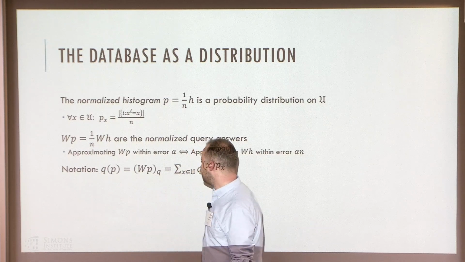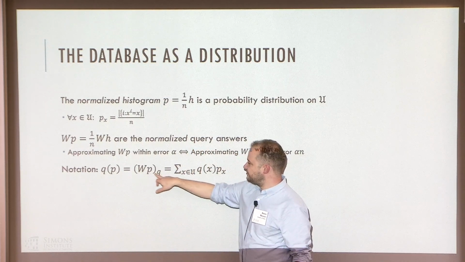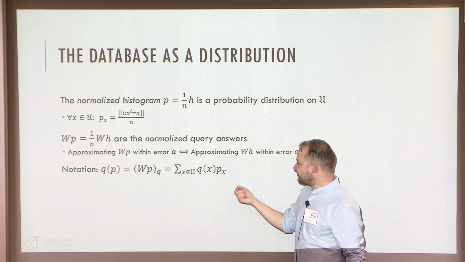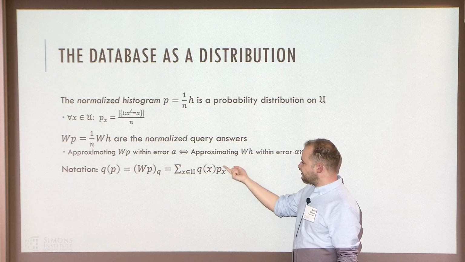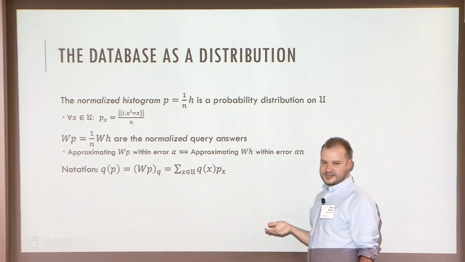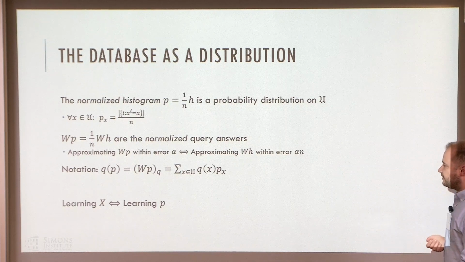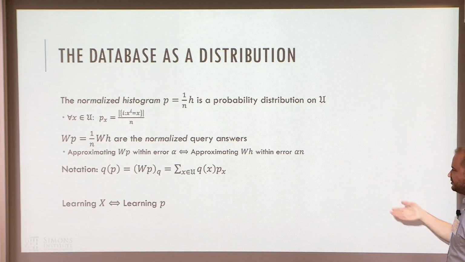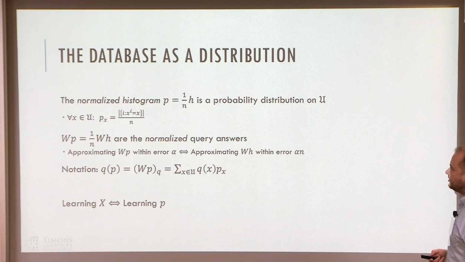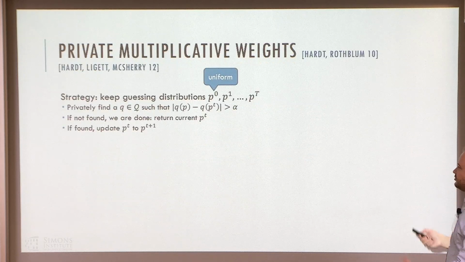this notation Q of p for basically just the coordinate of this matrix vector product that corresponds to Q. And this is really just, let me pretend that p is the normalized histogram, what would be the normalized counting query answer. Okay, and you can see because p represents x, we'll try to learn p in order to answer the queries that we care about. And this is really a recap of yesterday.